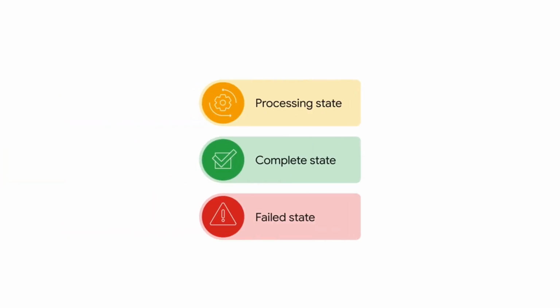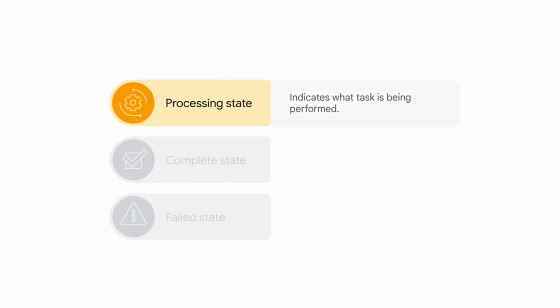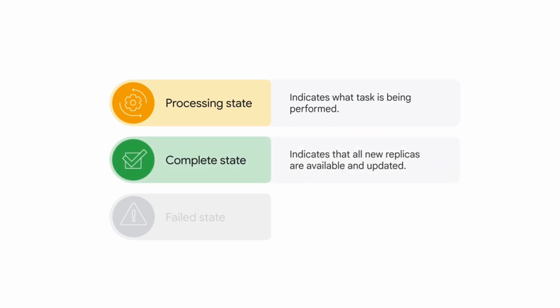Deployments exist in three distinct lifecycle states: processing, complete, and failed. The processing state indicates what task is being performed. For example, the deployment may be creating a new replica set or scaling a replica set up or down. The complete state indicates that all new replicas are available and updated to the most current version. It also confirms that any old replicas are not running.